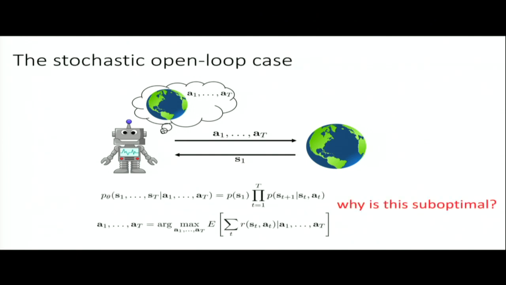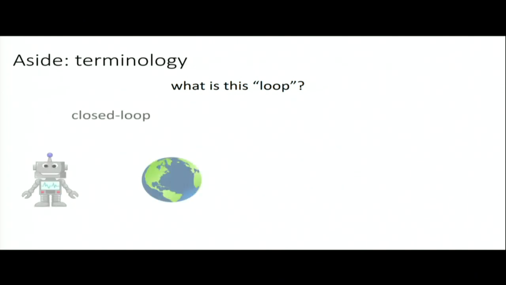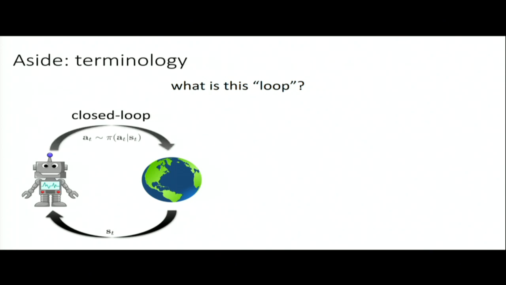OK, so this is the stochastic open loop case. And just a little aside on terminology. What is this loop? Probably a term that you've heard before. When someone says closed loop, what they really mean is that the environment produces a state, the machine looks at that state, produces an action, typically according to some policy, and they go around and around. So every time there's a time step, the environment produces a new state, and the machine gets to choose a new action according to its policy. So it's a closed loop in the sense that there's a closed loop between the machine and the world.